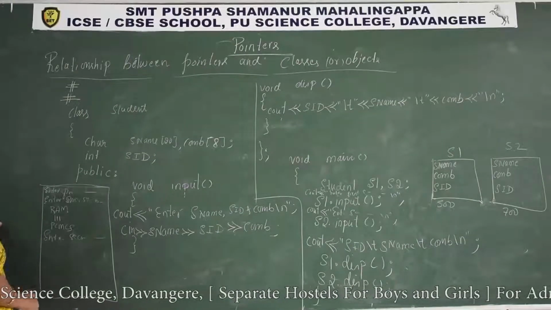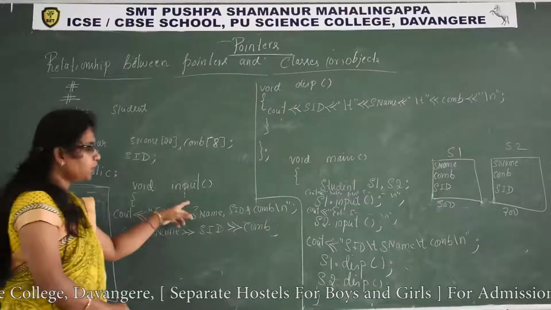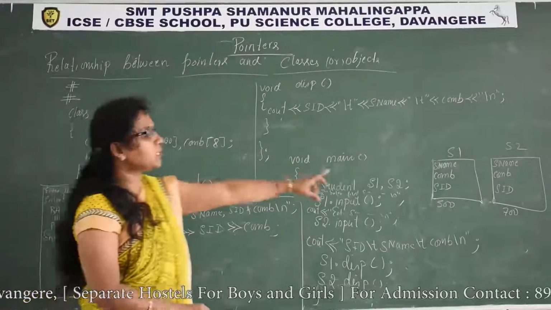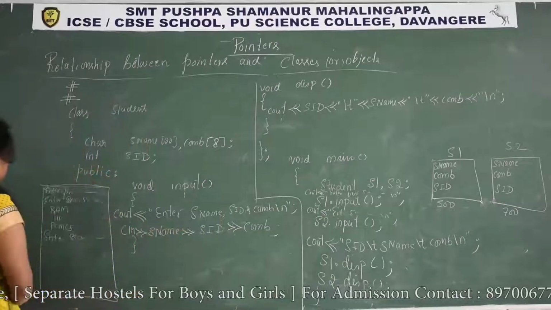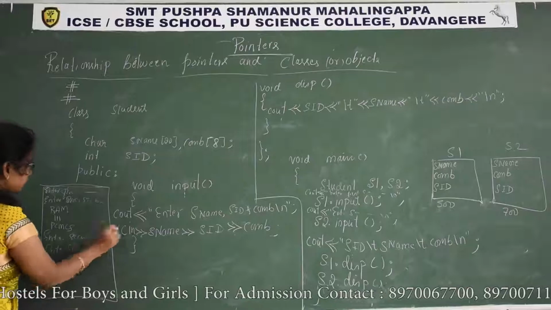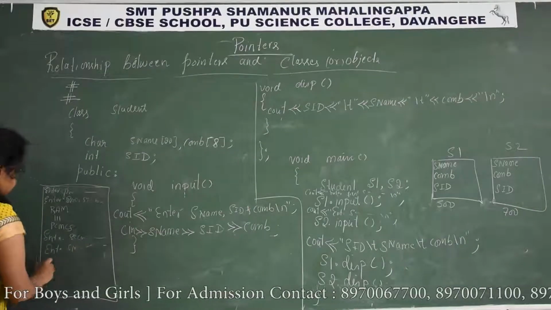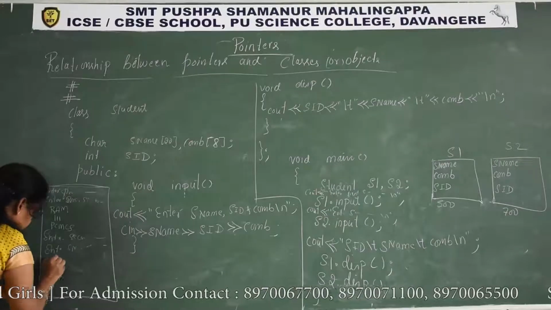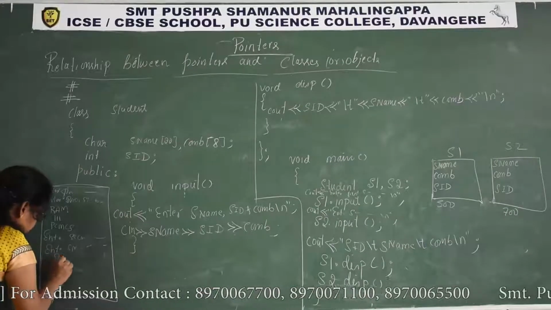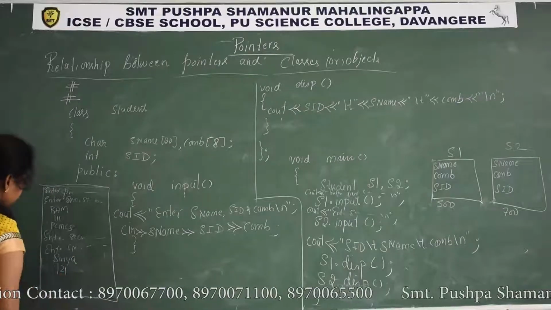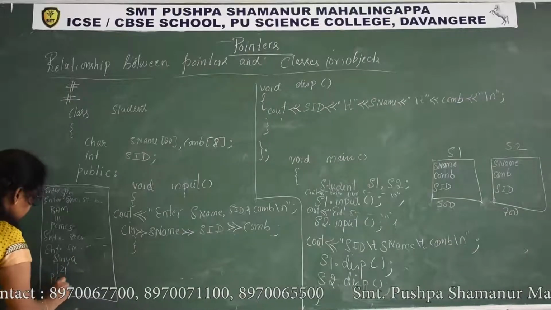After that, S2 dot input is there. This input function will be invoked again, but now the values go to the S2 object. Enter the name, SID and combination. So now the values are like this: Surya, I'll take the name Surya, 121, and combination is PCM-CS.